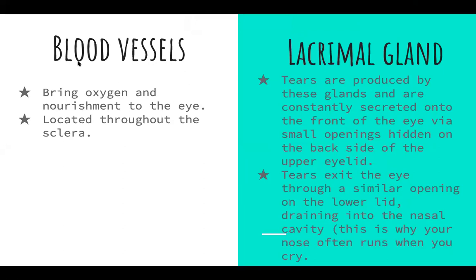Okay. I mentioned these earlier, but your blood vessels bring oxygen and nourishment to your eye, and it's located throughout the sclera. So remember, your sclera is the white part of your eye. So if you look at the front part of your eye, you'll see blood vessels that are in there. And the reason that they're there is to help bring that nourishment and oxygen to your eyes to make them healthy. The lacrimal glands, tears are produced by these glands and are constantly secreted onto the front of the eye via small openings hidden on the back side of the upper eyelid.